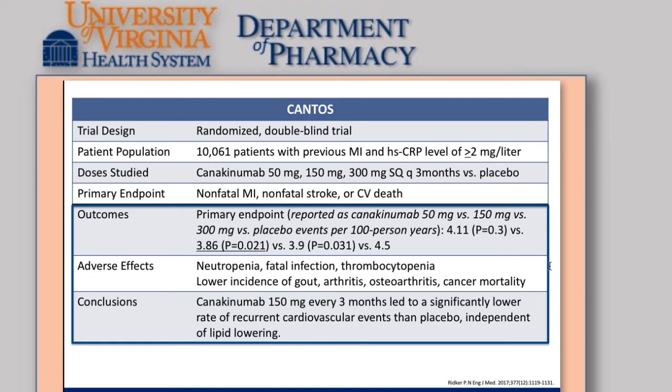There are some downsides to canakinumab, so it's not the magical cure-all for these patients with residual risk, due to the fatal infection risk as well as the cost. The injection of the 150 milligram dose is $16,000. When you add that up by needing it 4 times per year, that gives you $64,000. So not a very cheap option.